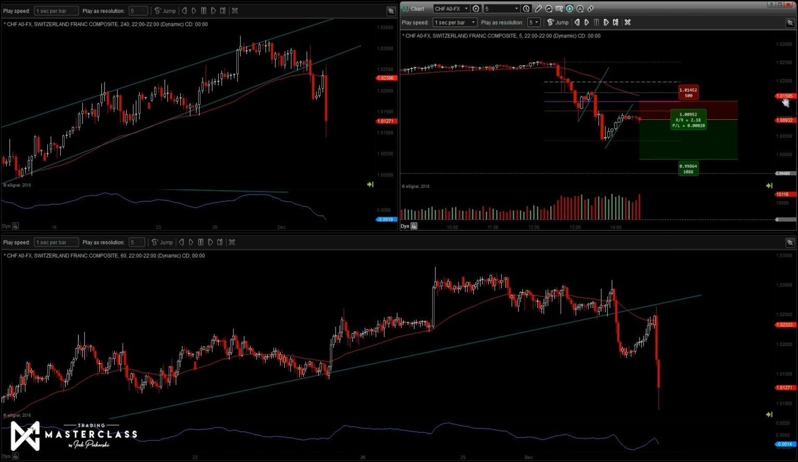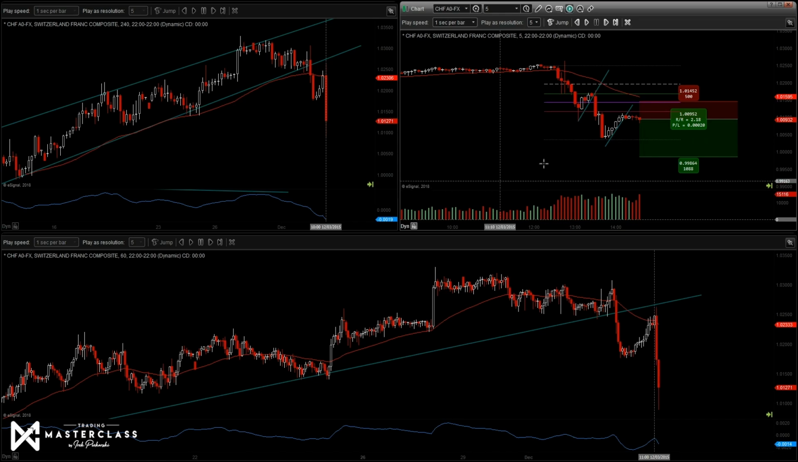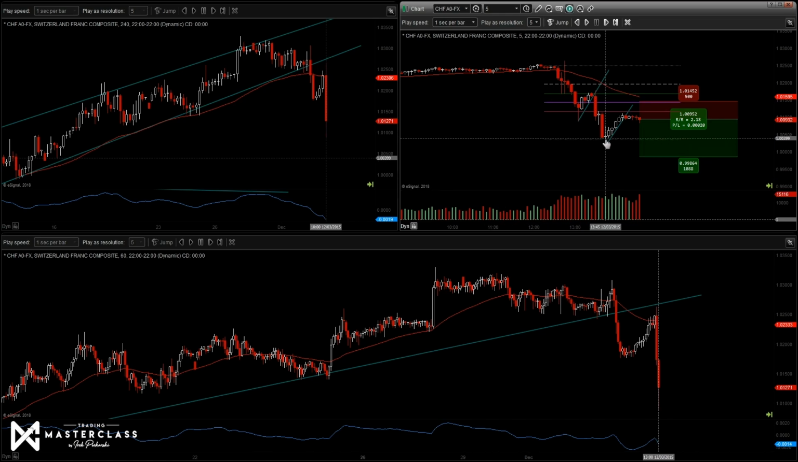So where do you push it? There's a few things that you can do. You can sometimes target the previous lows on a 5-minute time frame, and that would be a 1-to-1 trade, a quick 1-to-1. It happens.